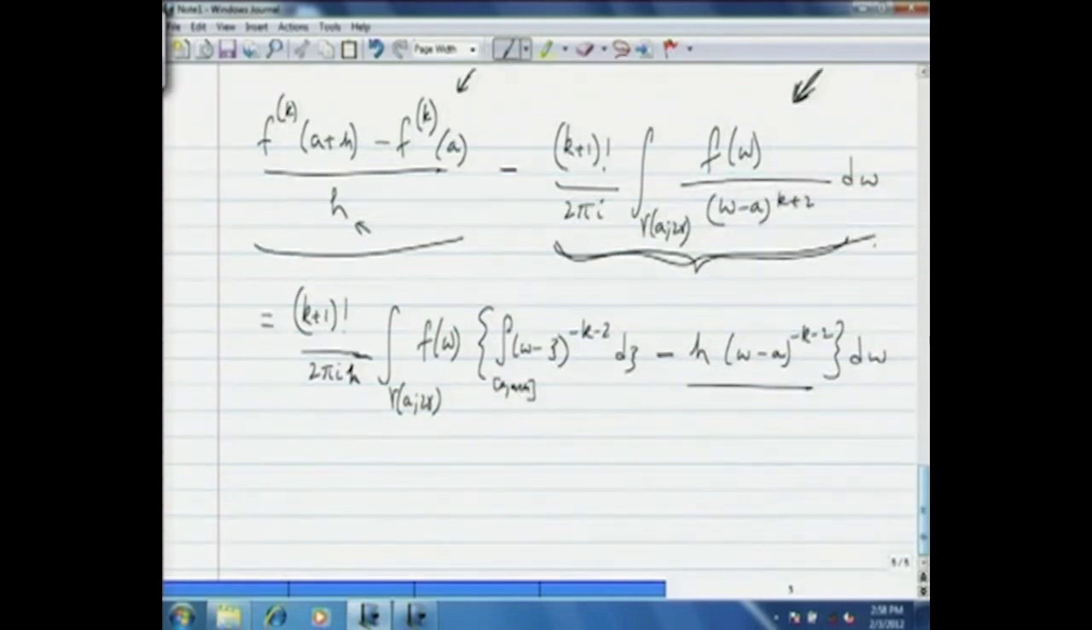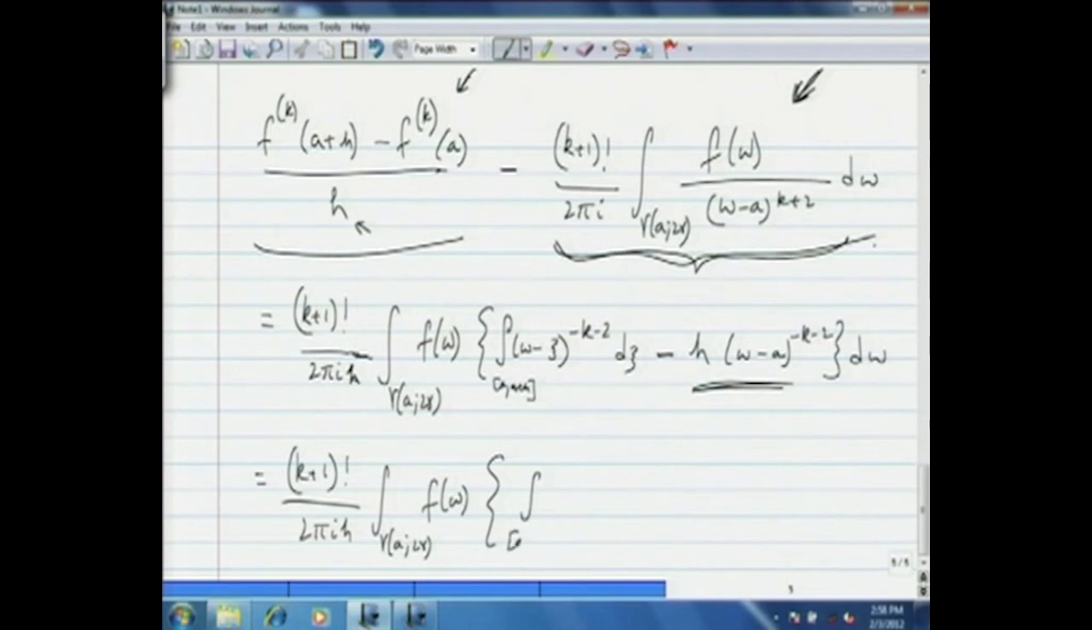Okay. So, now this is equal to (k plus 1) factorial divided by 2 pi i h, integration over gamma a to r of f of w times. Now, I can write h times (w minus a) raised to minus k minus 2 as follows. I will write integration from a to a plus h of (w minus zeta) power minus k minus 2, and I will postpone the dw or d zeta, and then minus (w minus a) raised to minus k minus 2, solely because the integration of (w minus a) power minus k minus 2, which is constant with respect to zeta, over the straight line joining a and a plus h, is (w minus a) power minus k minus 2 times h.